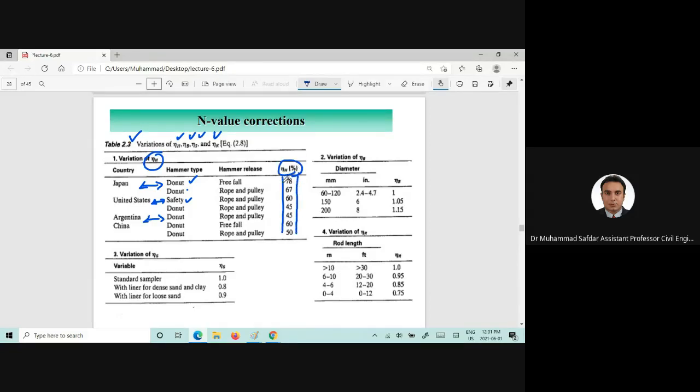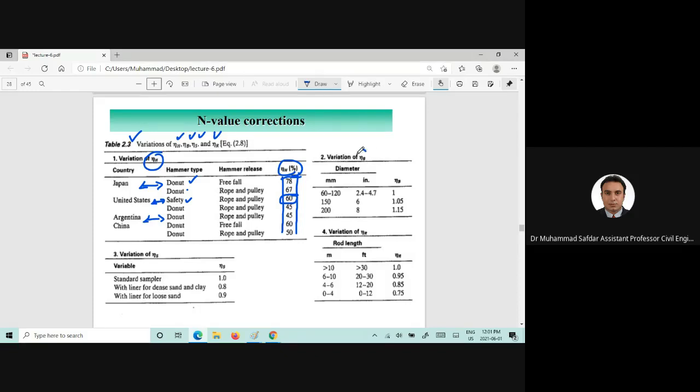So if a problem says we are using the donut hammer and free fall, the hammer efficiency would be 78%. And for the United States, for example, the safety hammer is used with the rope and pulley mechanism, and it would be 60% efficiency. In our course we will be focusing on the 60% hammer efficiency.